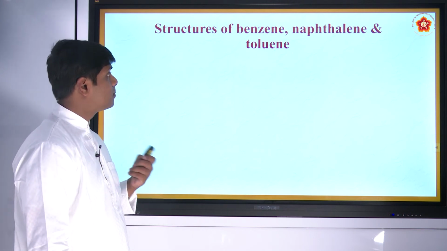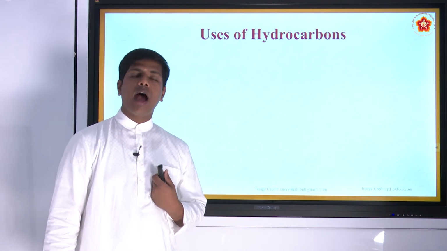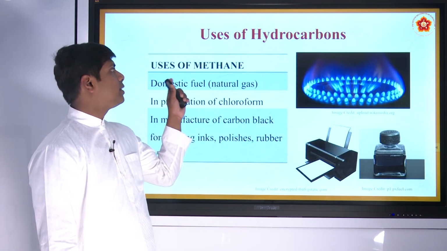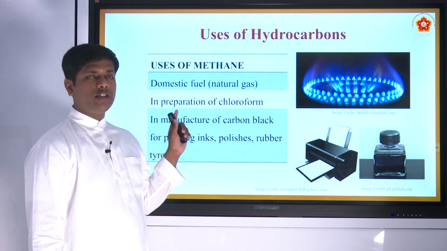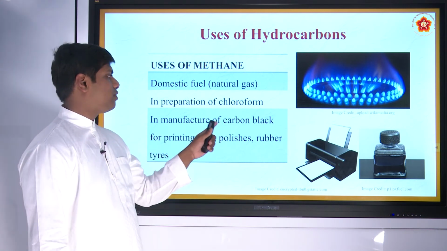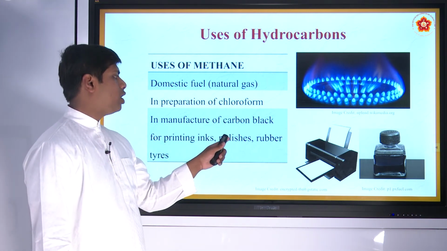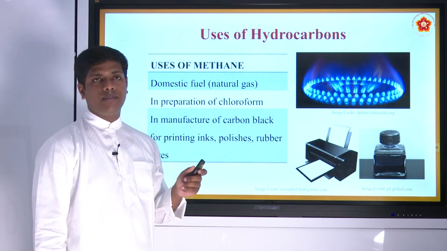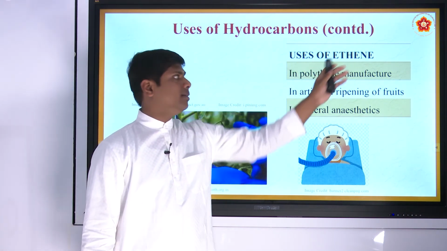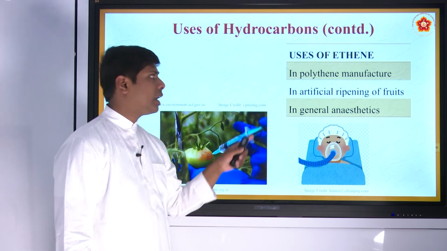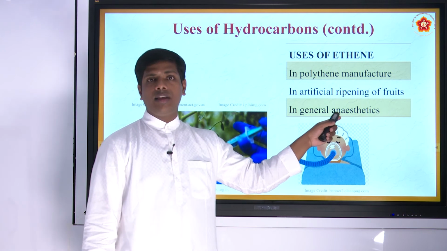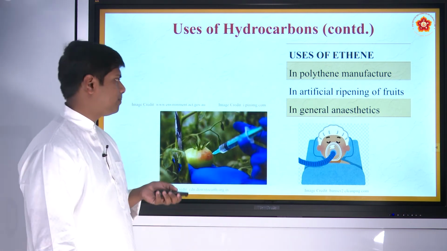Next, let us look into uses of hydrocarbons. Let us look at uses of methane. It is used as domestic fuel, in preparation of chloroform, in manufacture of carbon black for printing inks, polishes, rubber tires. These are uses of methane. Uses of ethene: in polythene manufacture, in artificial ripening of fruits, in general anesthetics.